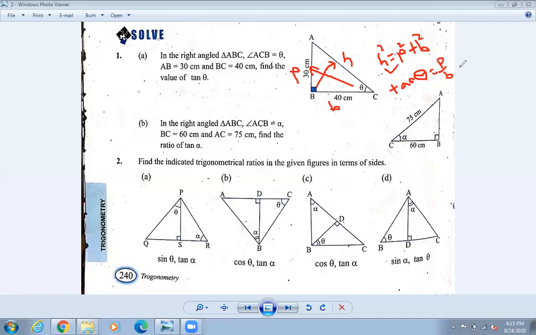To remember it, P for perpendicular, B for base. In this way we will get the formula. So here the perpendicular is 30 and the base is 40. So 30 by 40 will give you the answer. Okay, let us see how we have done it.